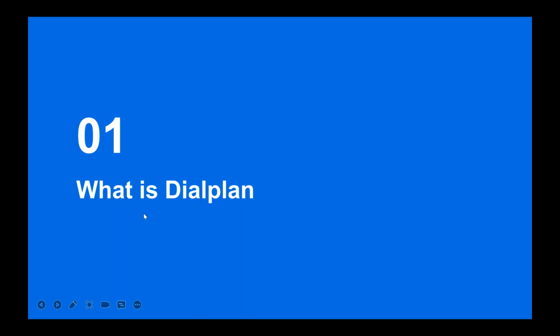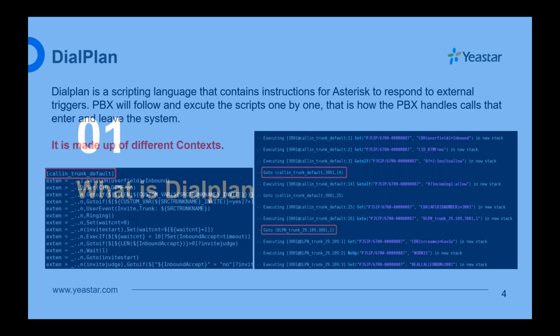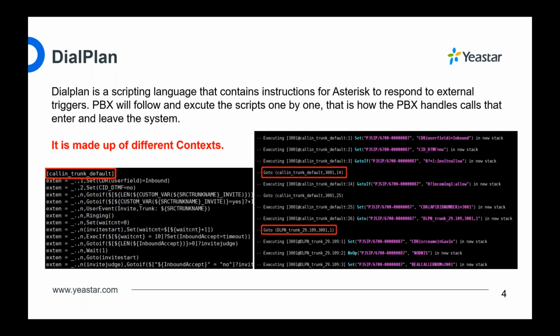So what is a Dialplan? Dialplan is actually a scripting language, and it is an important part of the Asterisk system. With the Dialplan, the PBX will follow and execute the scripts one by one to make sure the call goes in the correct direction and achieves different related features during the call.